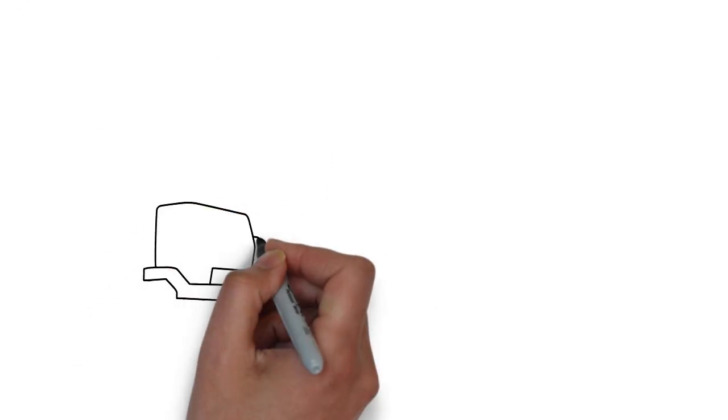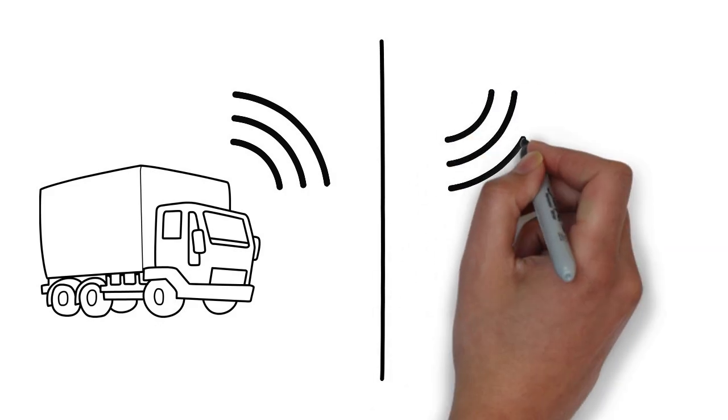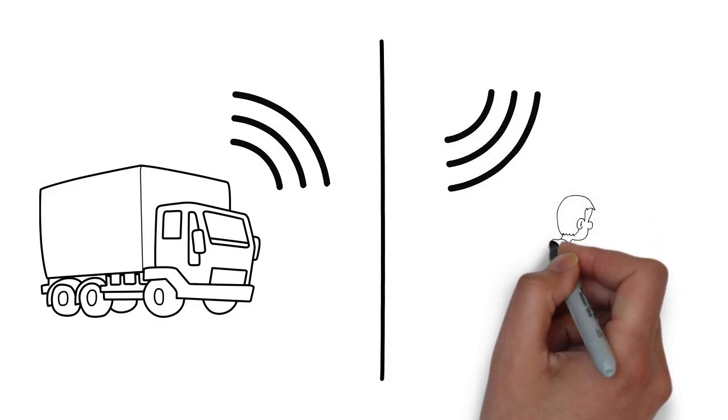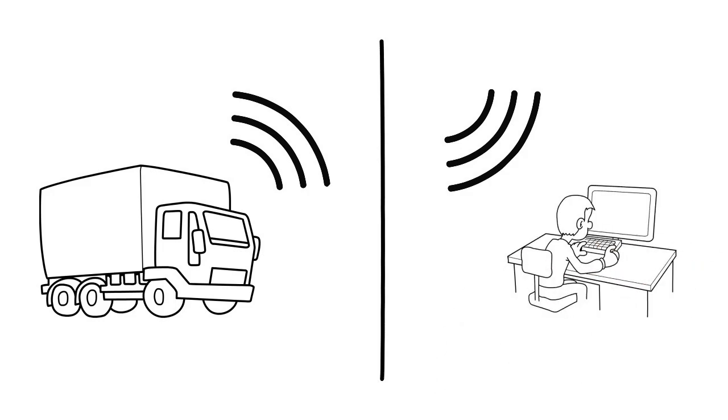And thanks to the Internet of Things, the sensors in Tommy's truck transmit data back to headquarters in real time, so his manager has constant access to all the information he needs to keep Tommy's truck running at peak performance. At least, that's how it's supposed to work.